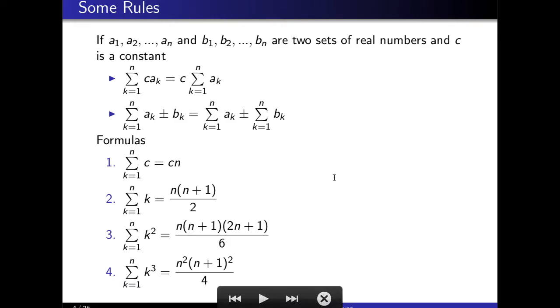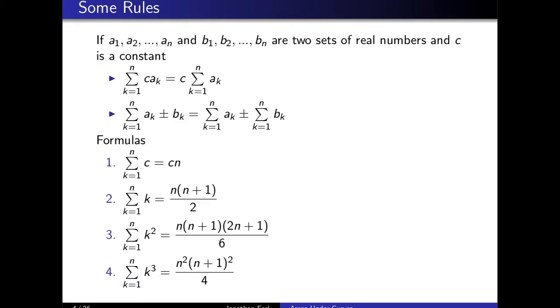So a couple of things we can do. As we might expect, with constants, we can factor a constant out in front. And if we have a sum of sums, so we have a sum of a_k plus b_k, we can split that as a sum of the a_k's plus a sum of the b_k's.